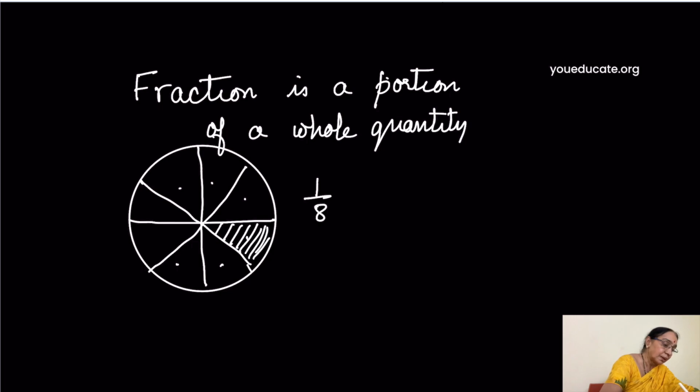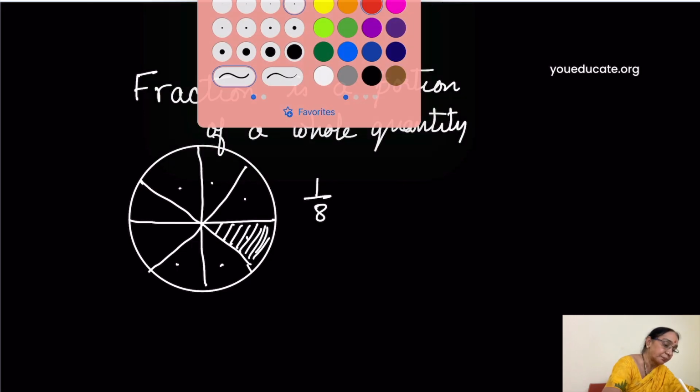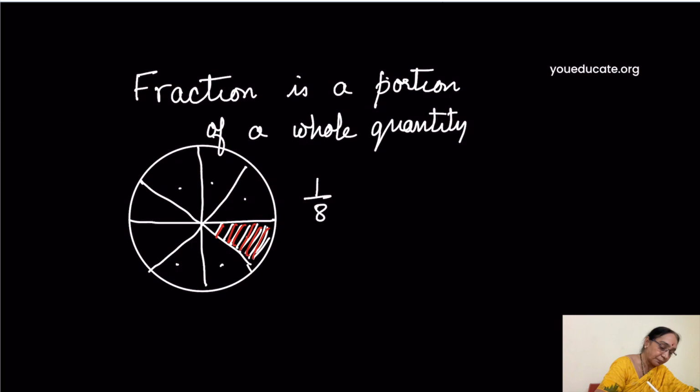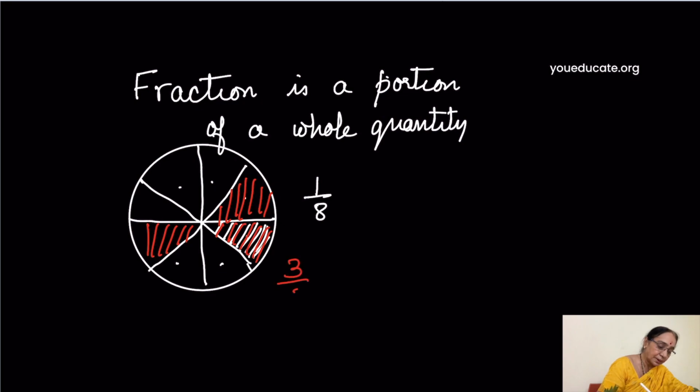Now in case I shade 3 of them, this one, and one more, then you know that this is 3 upon 8, right? Okay. Now, it need not be a circle all the time. It can be a rectangle. It can be any shape. But remember, the portions have to be equal in size.